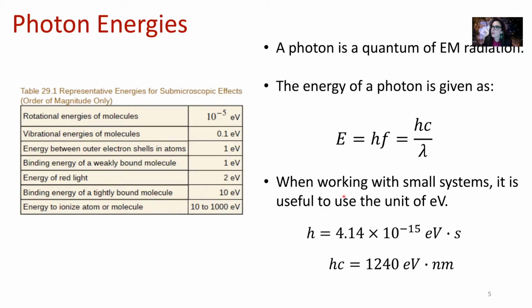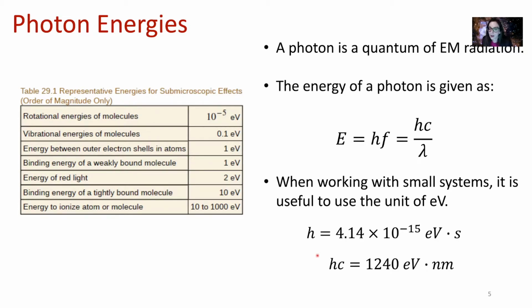When we're working with these really small systems, it's sometimes more useful to use the unit of electron volt instead of the joule. The electron volt is a much smaller unit than the joule, and that makes sense when we're dealing with these small systems. So you can rewrite the Planck constant in terms of electron volts. The Planck constant is 4.14 times 10 to the minus 15 electron volt seconds.